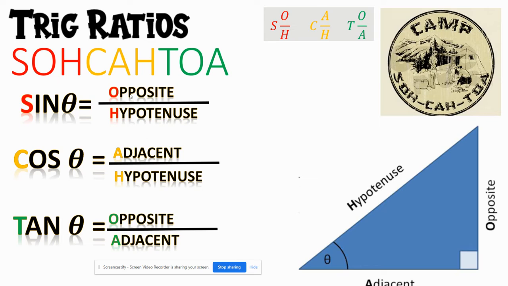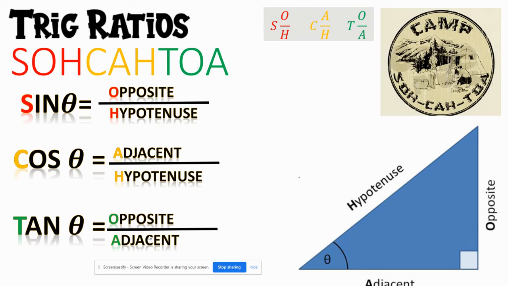Now these are the definitions of your trig ratios. Sine of angle theta is always the ratio of the opposite side length over the hypotenuse. Cosine is always the adjacent side length over the hypotenuse. And tangent is always the opposite side length over the adjacent side length.